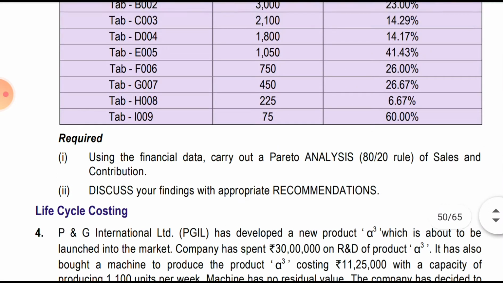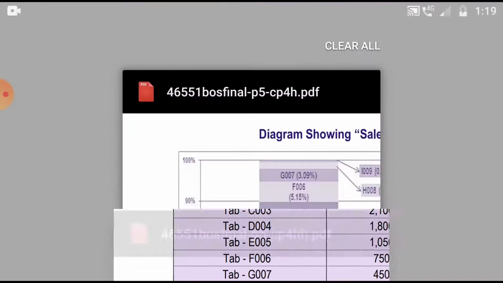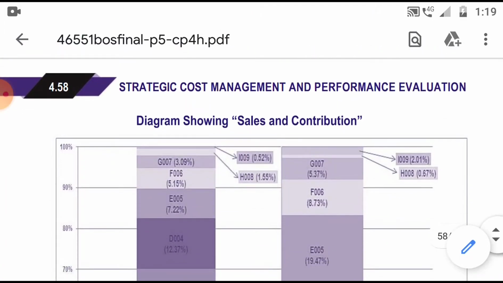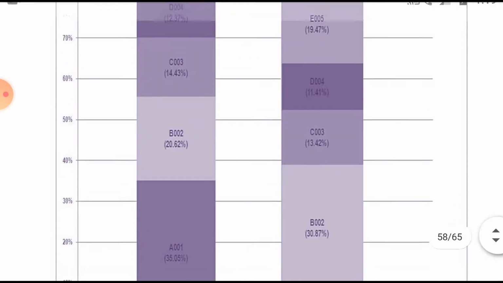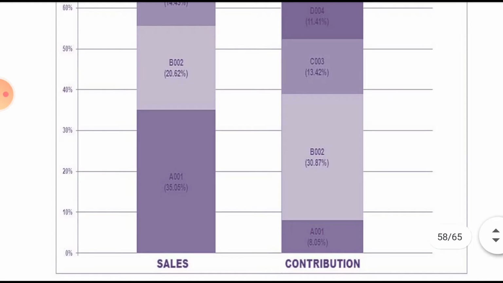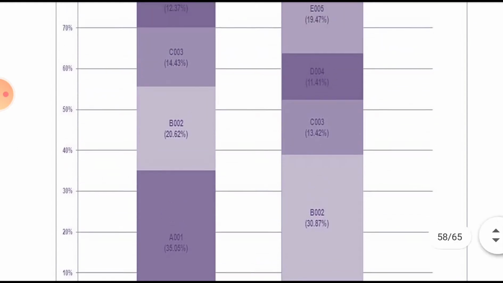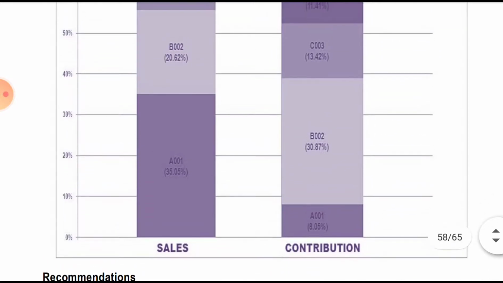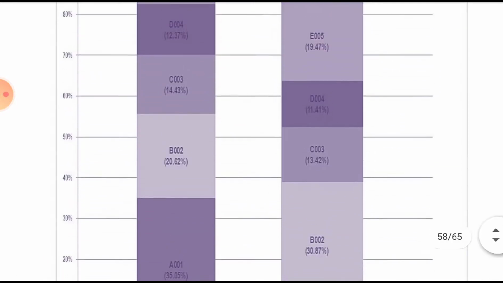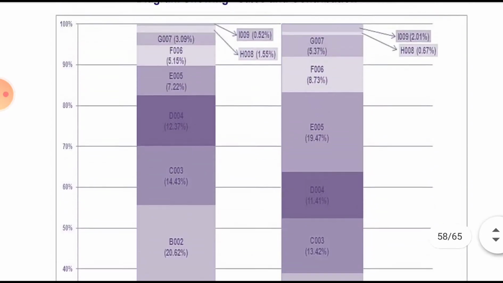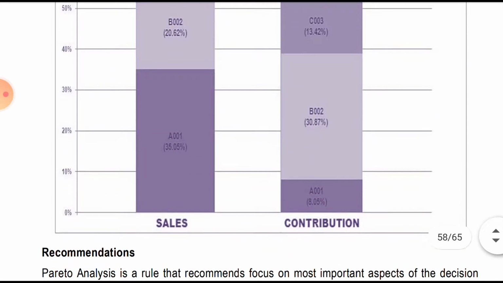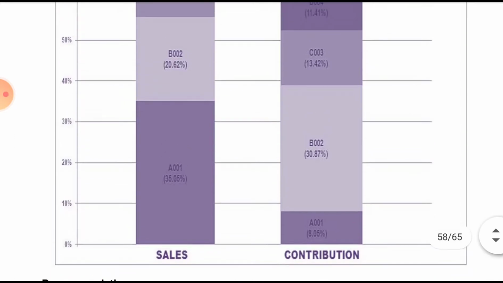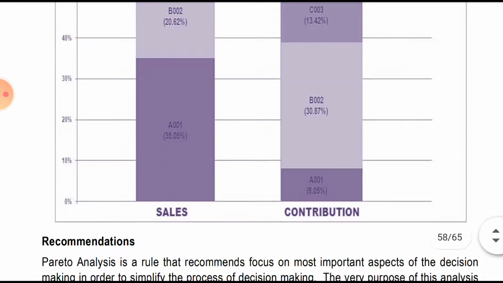They are asked to prepare charts, carry out the Pareto analysis. So diagrammatically shown as sales and contribution: for A01 35.05% sales, this much contribution and so on. That relates to sales. 35% sale it is, then 20% sale, 14% sale, and likewise for contribution, like A1 is contributing 8.5, B2 is contributing 30% of the contribution.